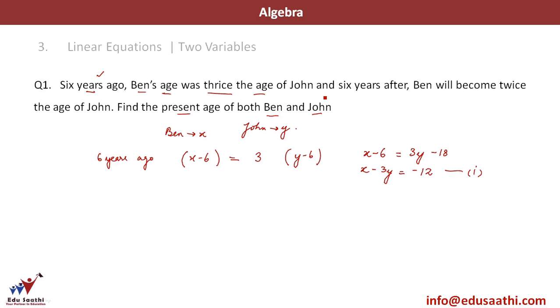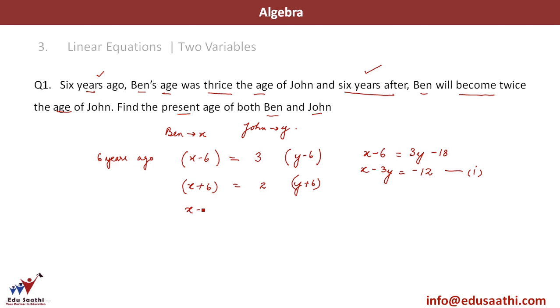Let's look at the second situation, 6 years after. 6 years after means I'm talking about from today, 6 years after, Ben will be x plus 6. And what about John? John is y today. So after 6 years, he'll be y plus 6. Ben will become twice the age of John. So Ben will be twice the age of John that I will have.